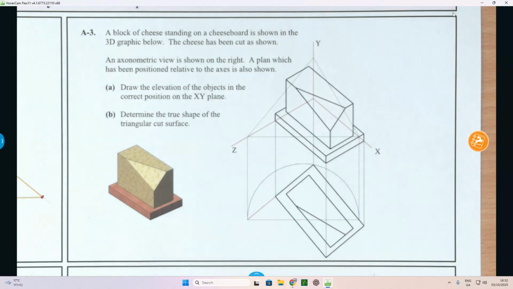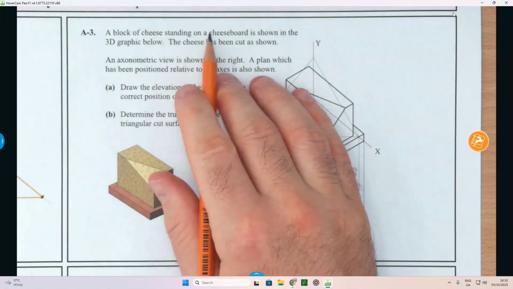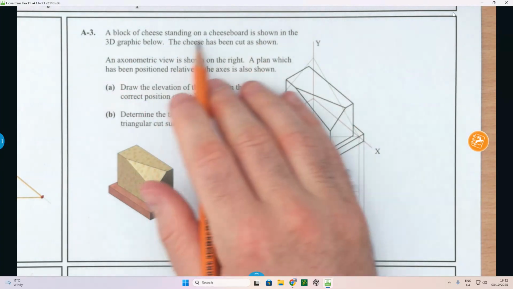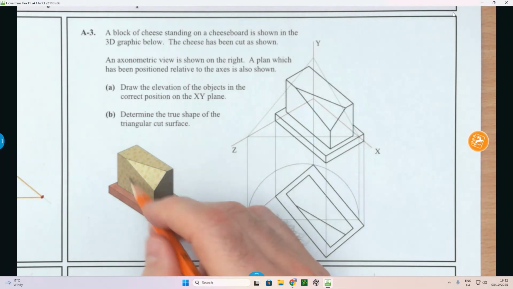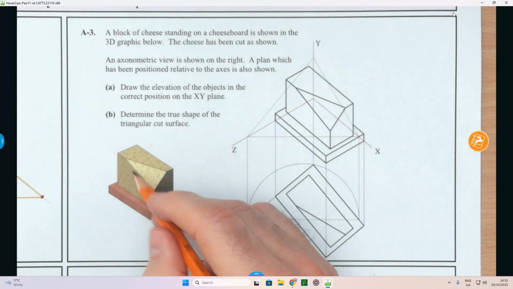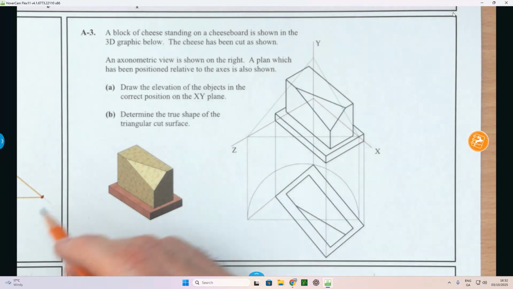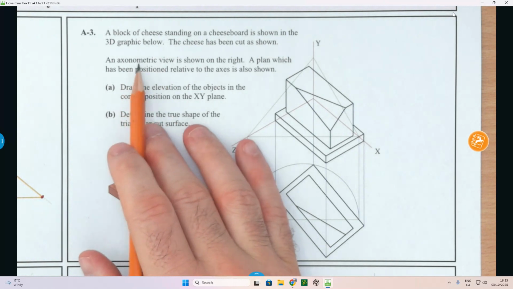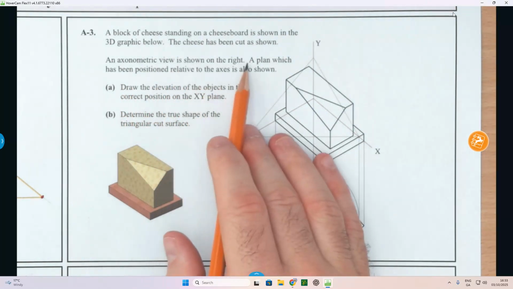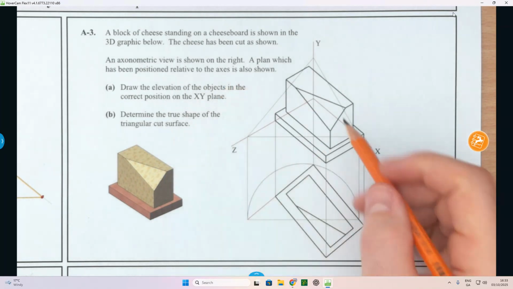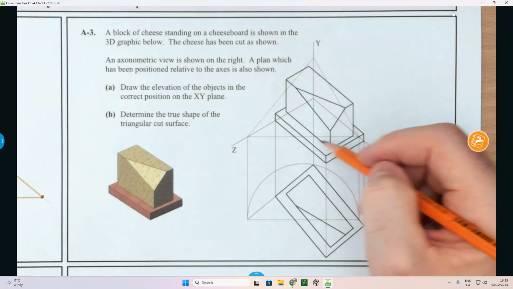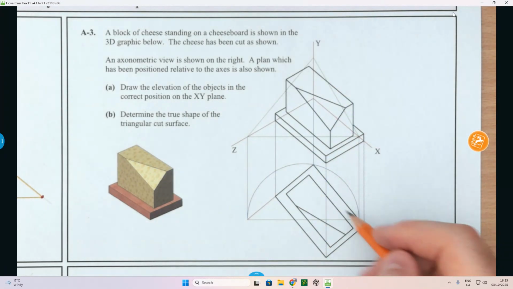Right, question 3. It says here, a block of cheese standing on a cheese board is shown in the 3D graphic. The cheese has been cut as shown. So you can clearly see there's a little block of cheese sitting on a little board, and it has been cut, a little corner of the cheese taken off. An axonometric view is shown on the right. A plan which has been positioned relative to the axis is also shown. So we've actually got the completed axonometric view here, and we've got the plan view with it.